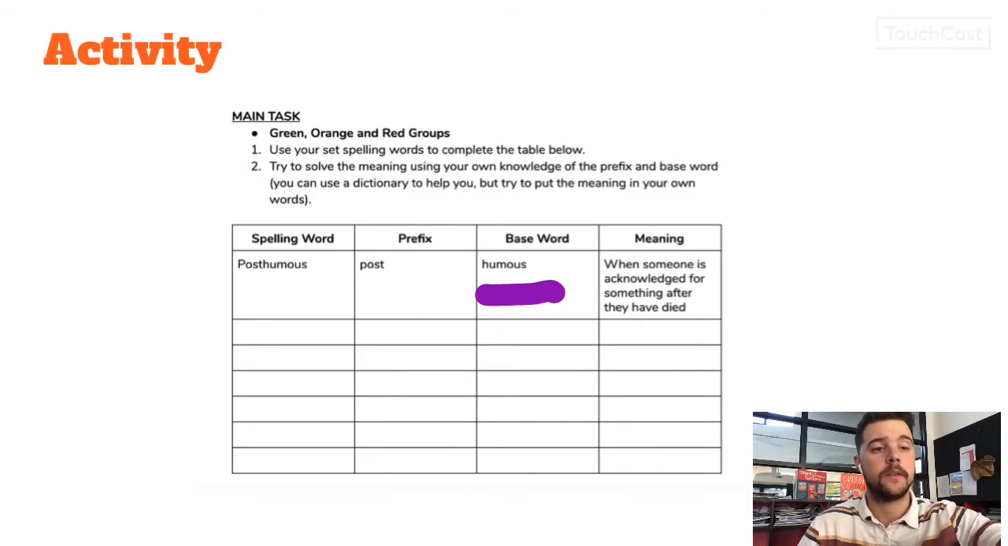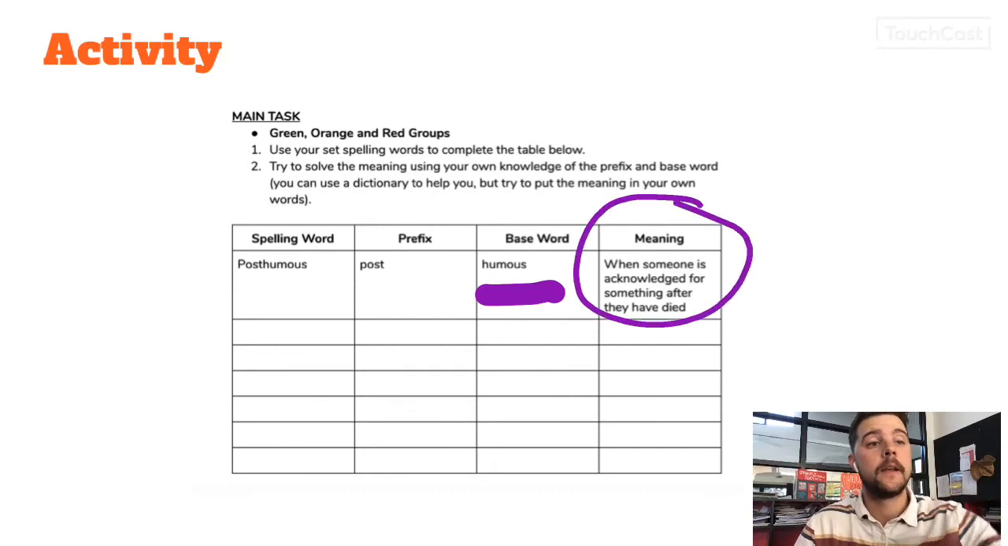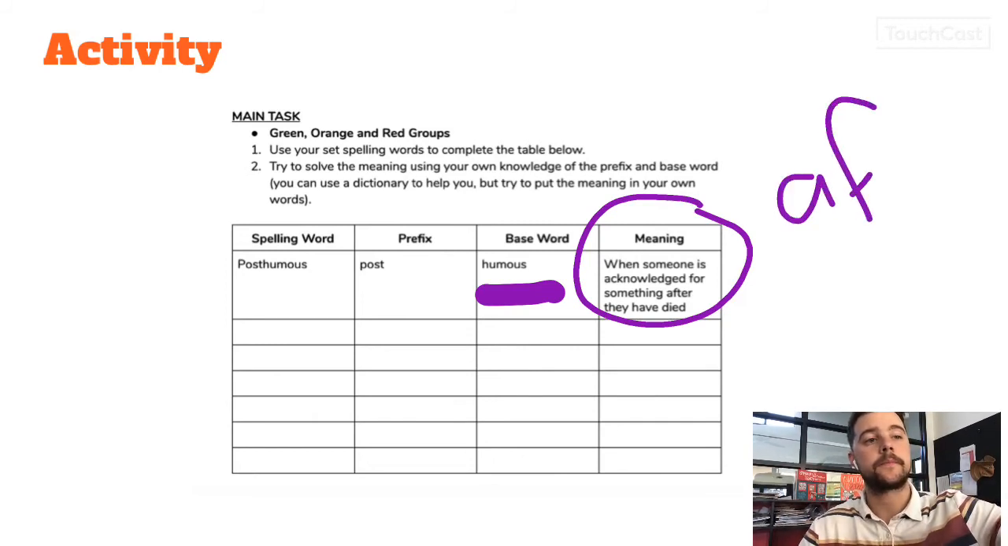So I don't want you to jump onto Google and find a definition. If you need to, you can, but you need to put it in your own words before you put it here. What does that word mean? So I've gone with posthumous. So post is a prefix and the base word is humus. So it actually comes from Latin, so it's not an English word. I've put a tricky one in there, but it just means when someone is acknowledged for something after they have died. So you might find a pattern here that each of your meanings will have the word after in it. Let's see if we find that.